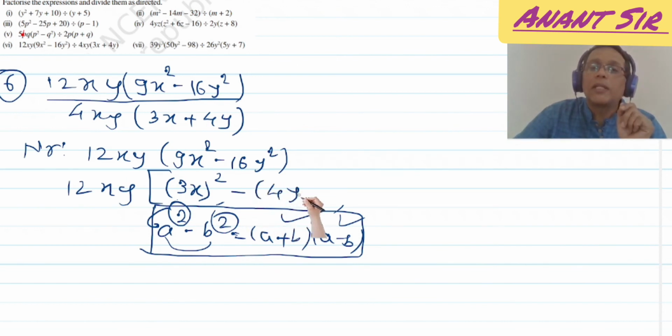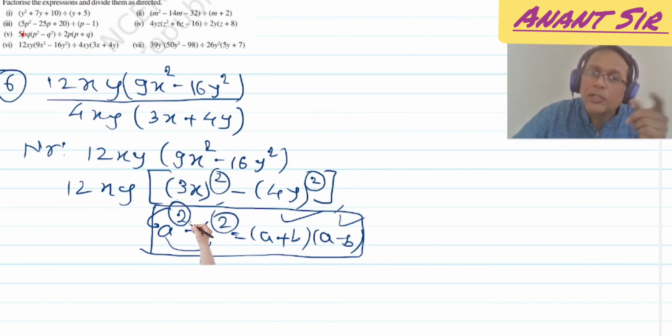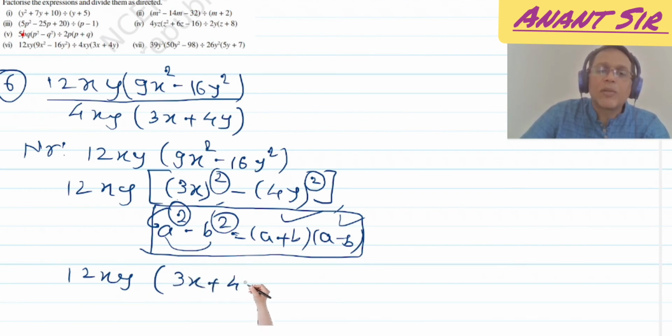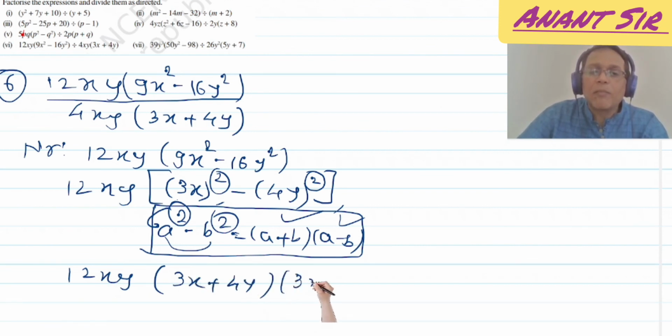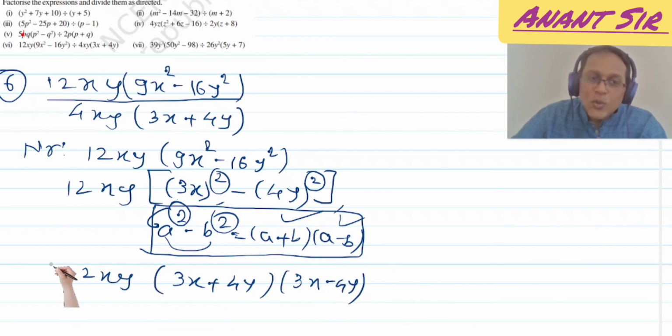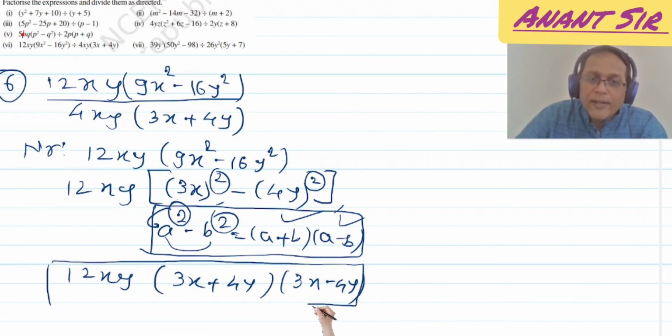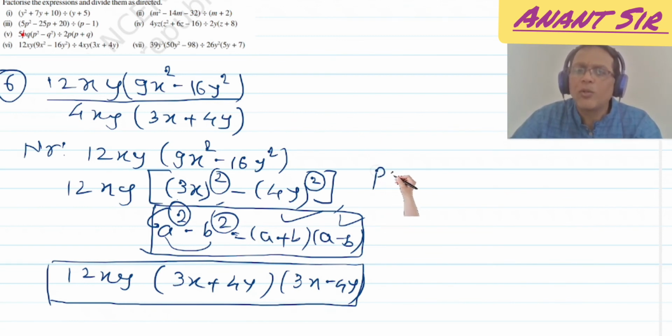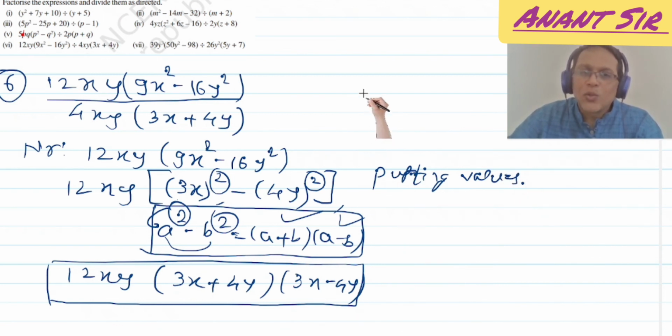And similarly, this 16y square is a square of 4y. Then this 3x and 4y, we have to add them in one bracket, 3x plus 4y, and subtract in another bracket. So these are the factors of our numerator, friends. Now we just have to put the values. So let's put the values.